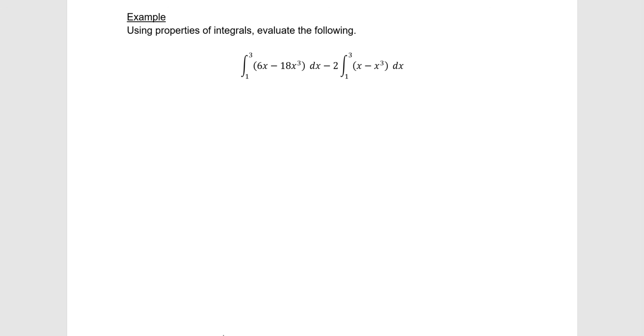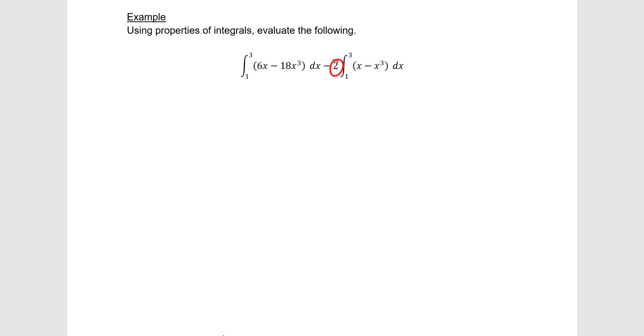So we have these two integrals. We have this one, and then we're subtracting this one. So what we can do is use those properties and recognize that their limits are both from 1 to 3. So we can end up combining these into one integral and just evaluating the one integral.